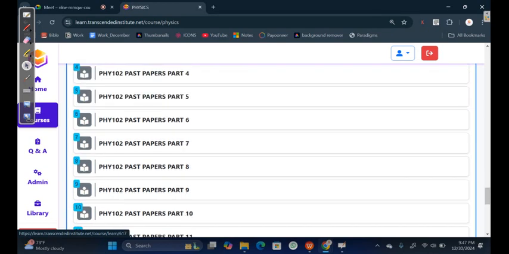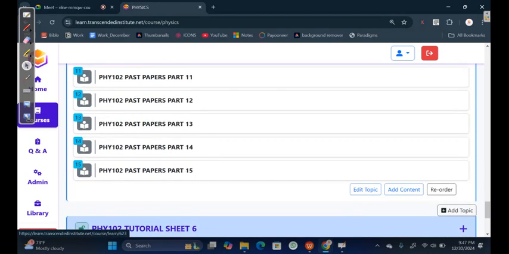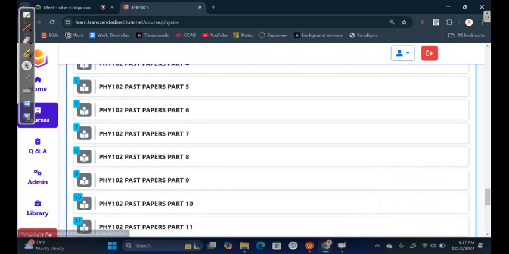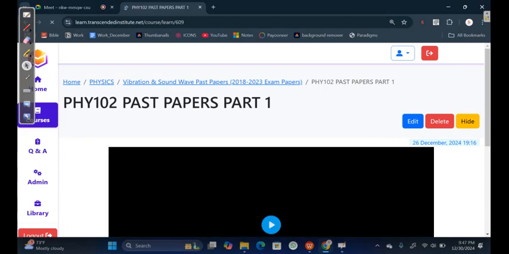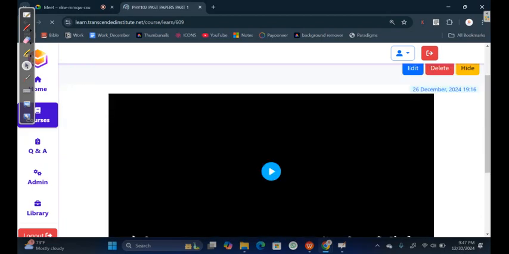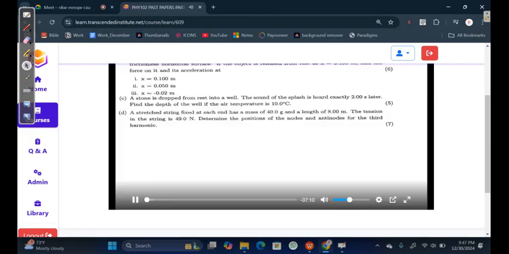All of them, you're going to find them. I solved them because I want you to understand each and every step. I solved including MCQ and section B. Let's see the sample here. For example, part 1. This is the paper, the question from 2018. So I solved all of them, these ones.